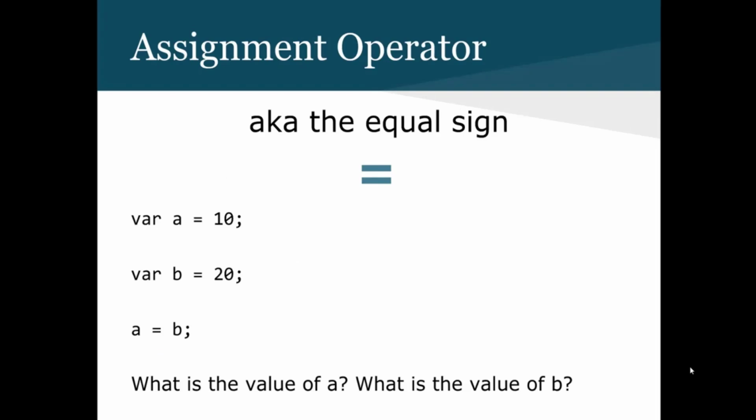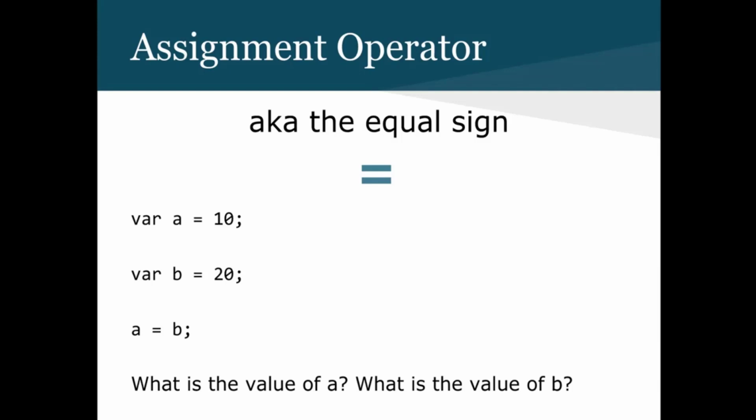An equal sign in math basically means that the items on each side of the equal sign are equivalent. So we have A equals 10. 10 is A and A is 10. They are the same. This is why we use the equal sign as the assignment operator. Let's look at this code. Here the value of A is equal to 10 and the value of B is equal to 20.